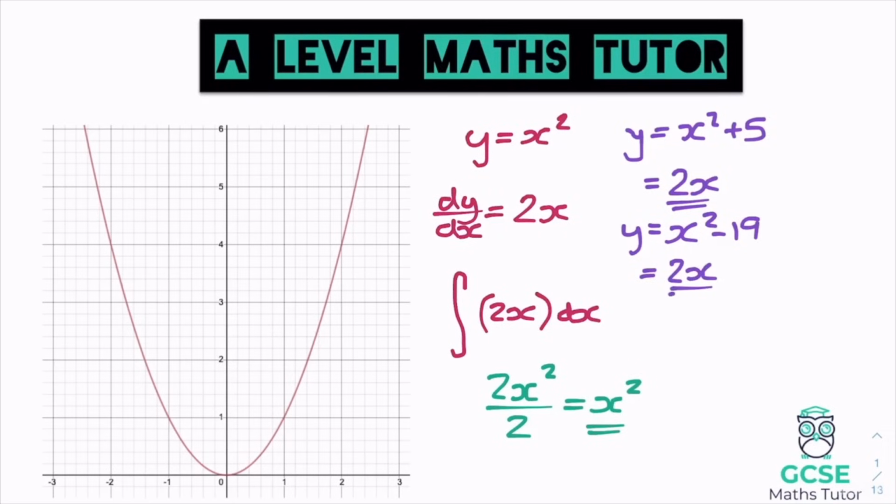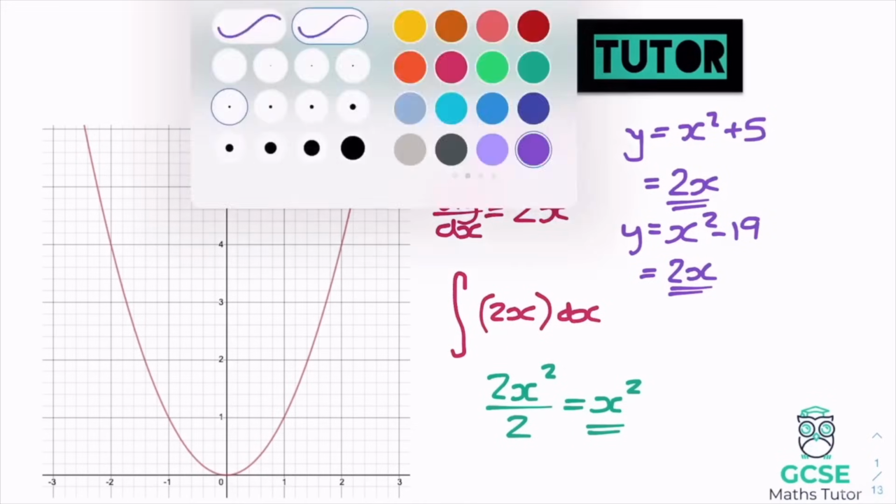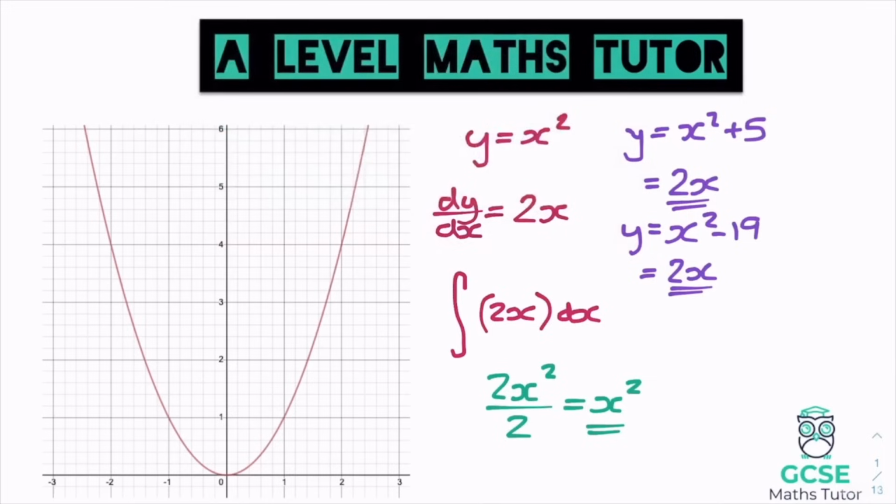So again, we get 2x. The problem here with the integration is that we don't actually know what that constant is at the end, what that number is at the end. Because of that, we have to add something onto our answer when we're integrating, and that is that we have to put plus c at the end, and that is called our constant of integration.